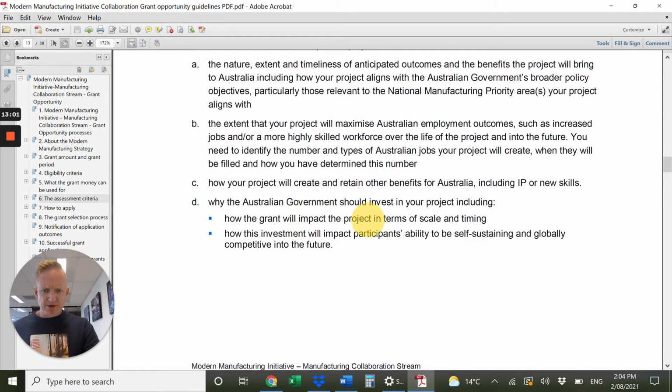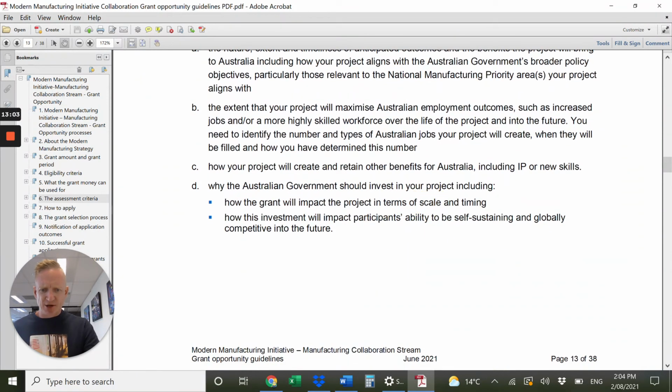Impact on the project in terms of scale and timing. So the way I answer this one is that without the government's investment, this project either A, will not go ahead, or B, will be a smaller style project. There might not be collaboration, or it might take longer to undertake. So touch on either one or multiple of those items.